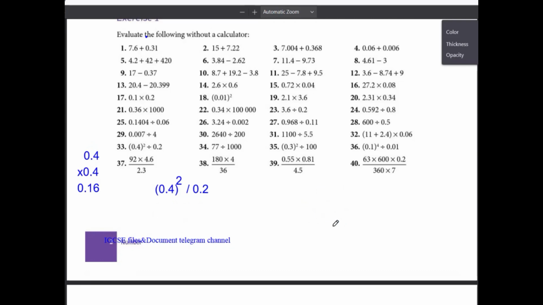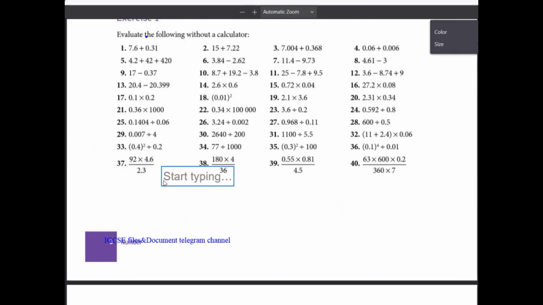And let's go to the last type of question, which is numbers 37, 38, 39, and 40. These questions are easy to deal with. If you look, you have the top numbers multiplied, divided by the bottom number. So it's no problem at all. Do the multiplication on top first, and then after that, do the division. Like step number 1, do 92 multiplied by 4.6.